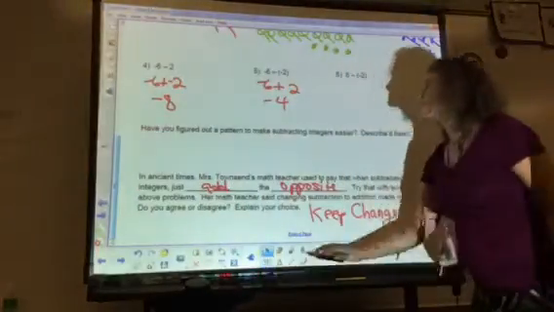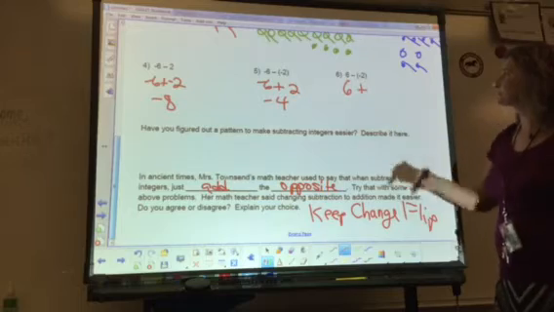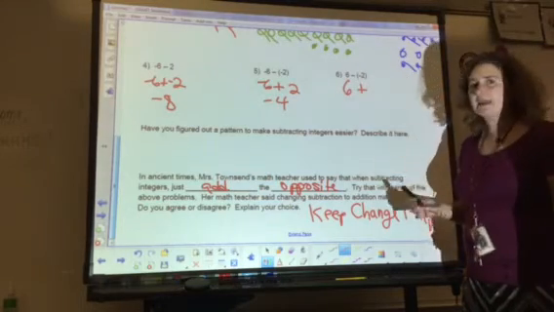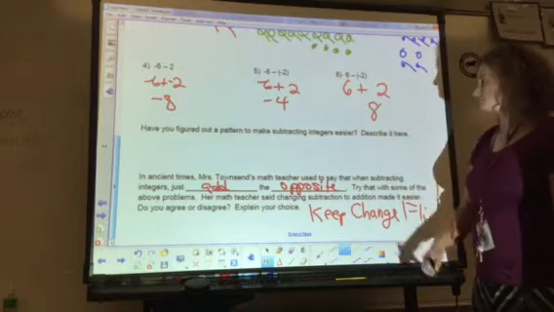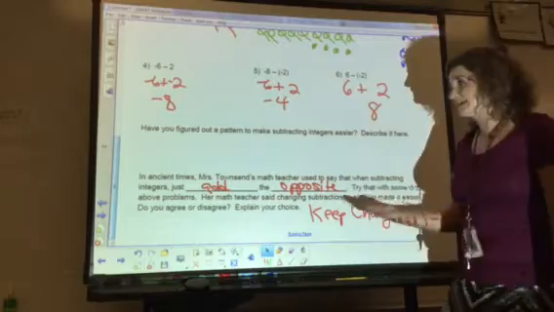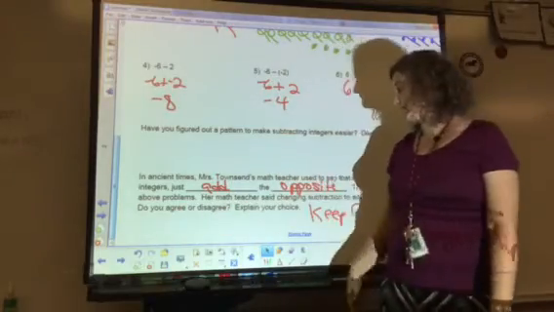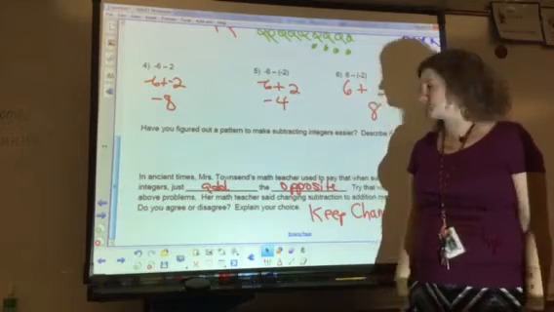What about this last one? Keep the 6. Change the minus to a plus. The opposite of negative 2 is positive 2. Well, duh, 6 plus 2 is 8. So, do you think keep, change, flip is easier? If you agree or disagree? Do you like drawing it, picturing it? How do you like to do these questions?